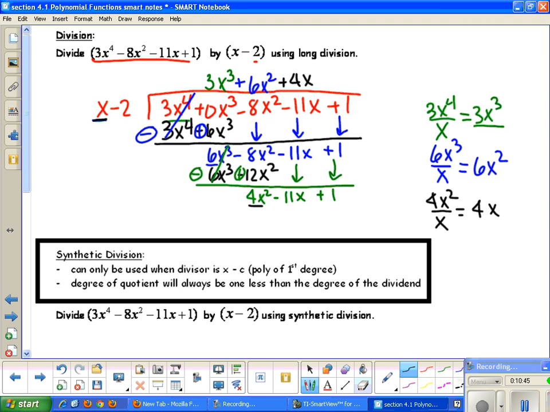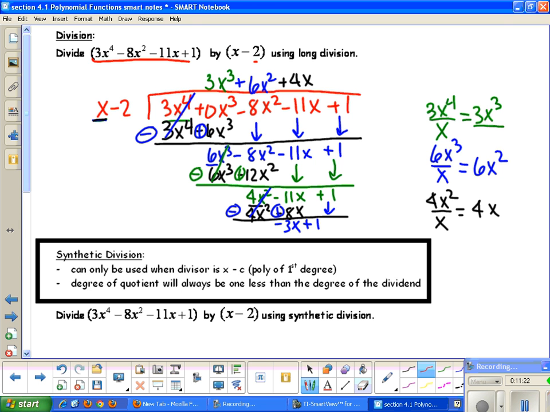Now I take that 4x and multiply it by x first. So 4x times x is 4x squared, and line it up. And then 4x times negative 2 gives me negative 8x. And then the next step, don't forget to change your signs. So this would be minus, and this changes to plus. These two terms cancel out, and then I have negative 11x plus 8x, which gives me negative 3x, and then bring down the 1. And then, of course, my process starts all over again.